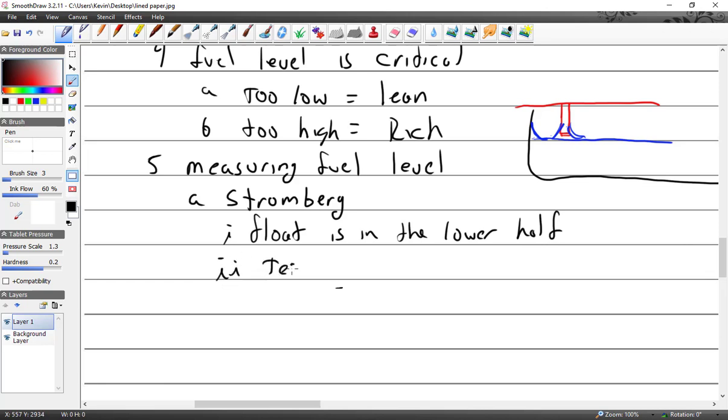It's actually tested with solvent at a specific, what's the word I'm looking for? Specific gravity, at a specific gravity. That did not make sense, but it's called out as specific gravity and head pressure.